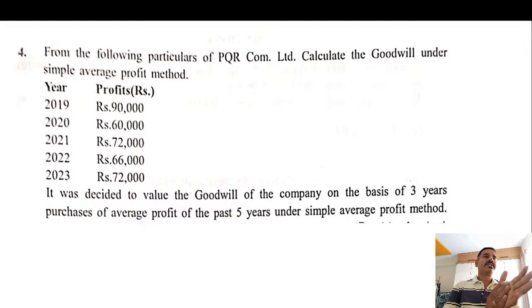Okay, let's continue. Fourth question. From the following particulars of PQR Company Limited, calculate the goodwill under the simple average profit method. Year 2019 90,000, 2020 60,000, 2021 72,000, 2022 66,000, 2023 72,000. It was decided to value the goodwill of the company on the basis of 3 years' purchase of average profit of the past 5 years under the simple average profit method.